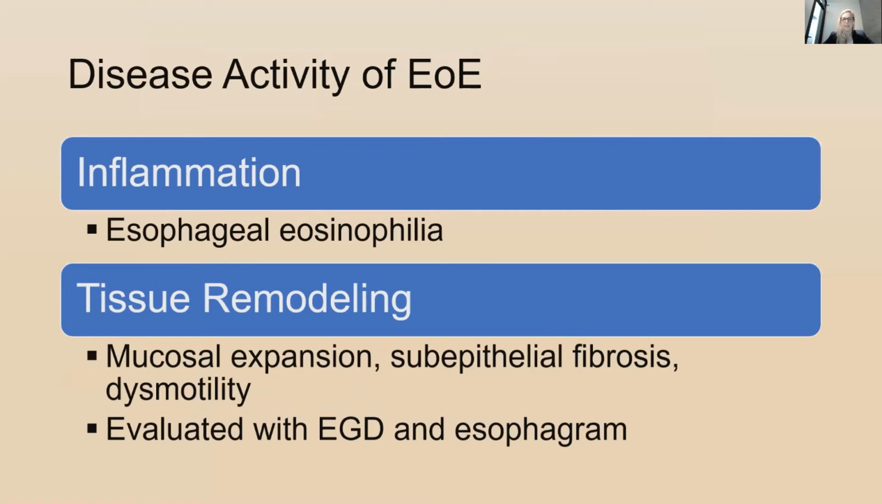When we think about the disease activity of EOE, we think of it in two ways, with both inflammation and tissue remodeling included. So inflammation is our histology. This is our esophageal eosinophilia that we're all familiar with. But we all need to think about tissue remodeling as well. So it's really a transmural process that includes both mucosal expansion, the subepithelial fibrosis, and because of these, the dysmotility that can occur within the esophagus. Dysmotility is primarily evaluated with an endoscopy or with an esophagram, and in some centers that have this technology, EndoFlip, which evaluates the distensibility of the esophagus.